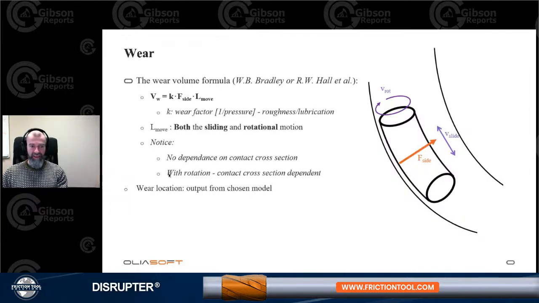But there is one caveat, and that's if you do have rotation, the contact cross section does come into play here. And of course, we also want to figure out a little bit about the wear location, because obviously if you're running a soft string model, all your grooves will be located at the low side of the well. But if your model is a bit more sophisticated, it could tell you something about where the grooves actually end up. And they might not end up in the same place on a trip in operation compared to a trip out operation.